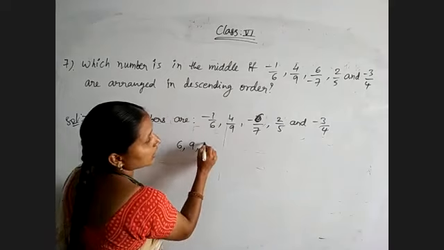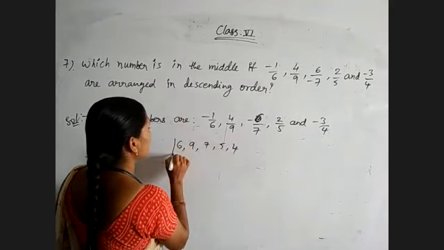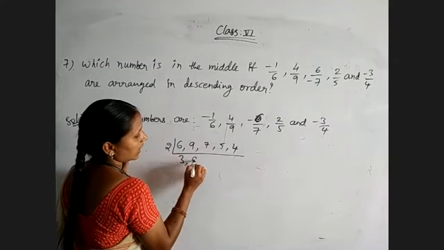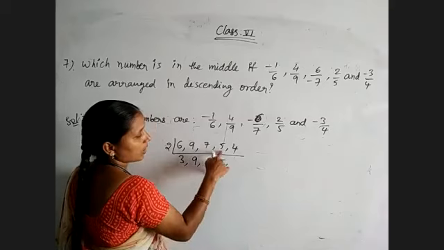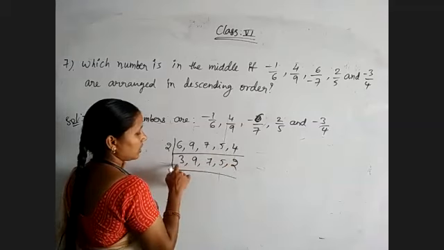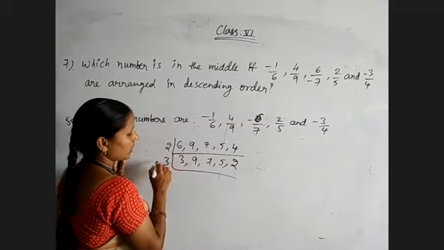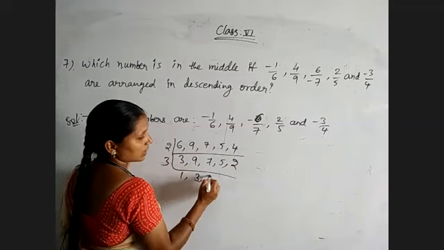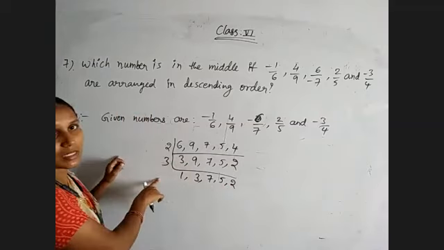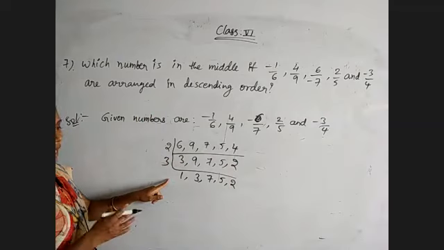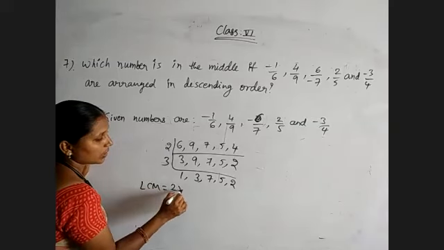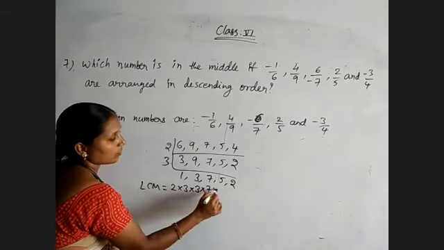For 6, 9, 7, 5, 4, we will find the LCM. 2 threes are 6, 9 as it is, 7 as it is, 5 as it is, since these are prime numbers, they will not divide further, and 2 twos are 4. Now 3 and 9 we get in the 3 table: 3 ones are 3, 3 threes are 9, and 7, 5, 2 remain. 2, 5, 7, 3 are all prime numbers, so we will not get them in any other tables.